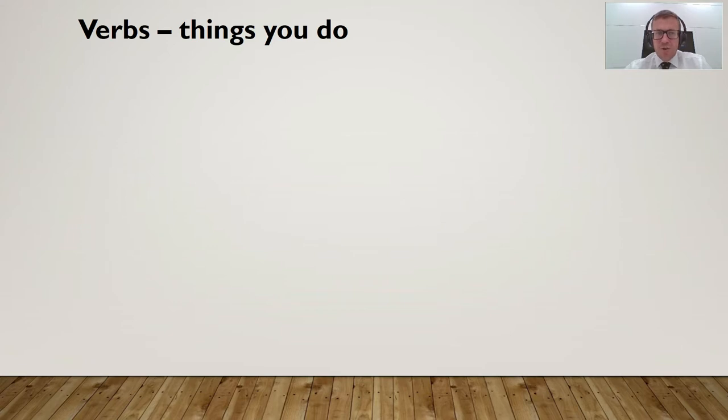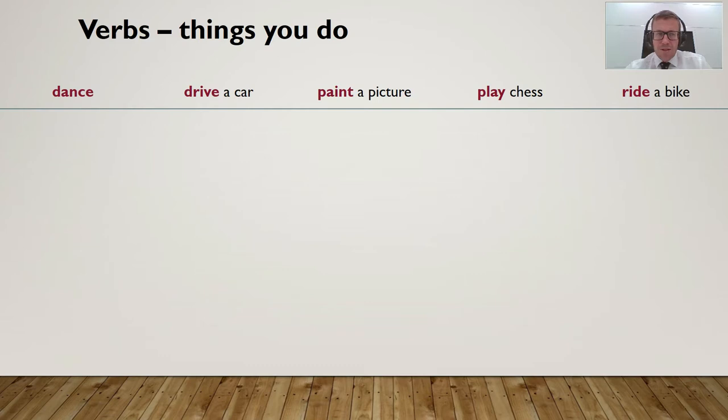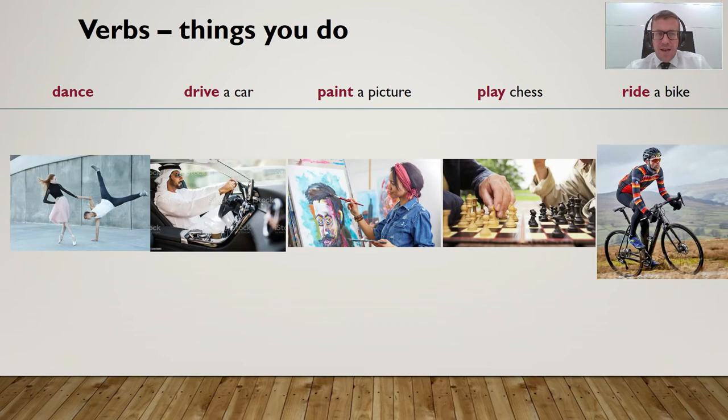Verbs, things you do. So here are some pictures of things you do, and I will give you the words. Dance, drive a car, paint a picture, play chess, ride a bike. So the verbs are the ones which are in the different colour, the sort of red-brown colour. Dance, notice it has a C, not an S. Paint has an AI.